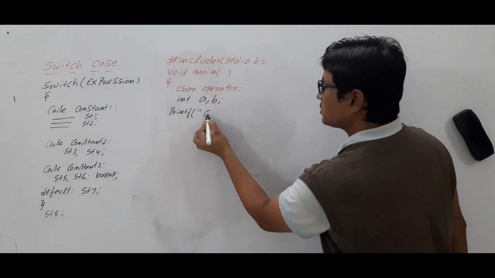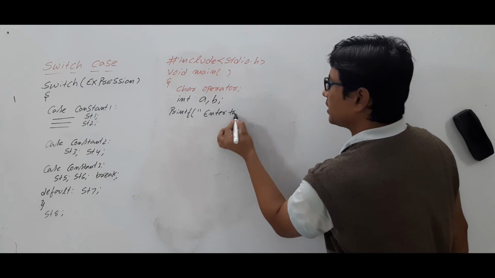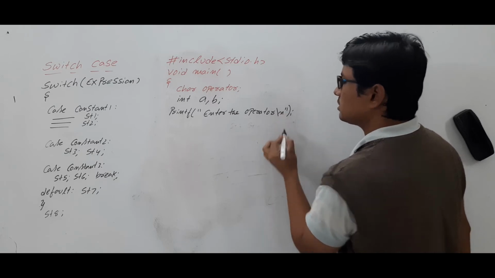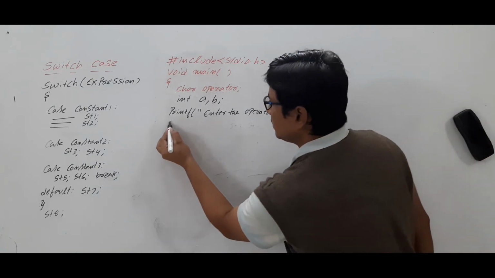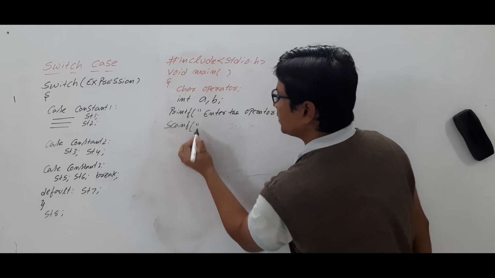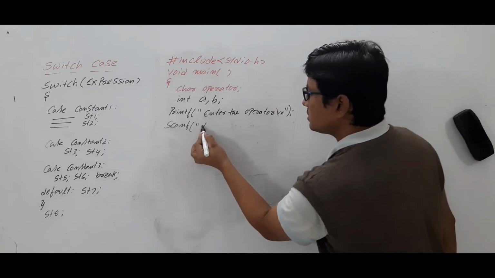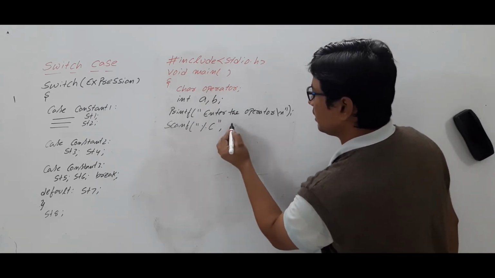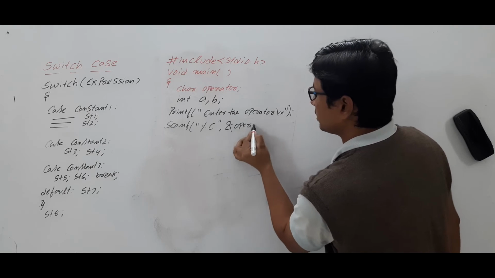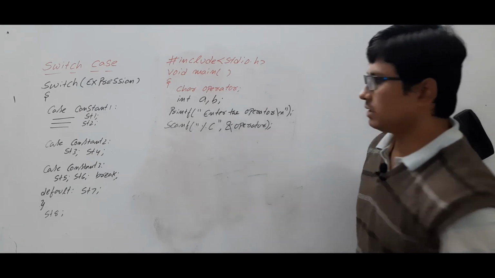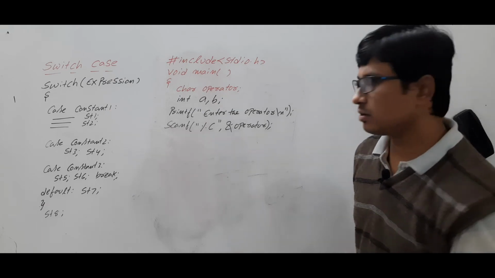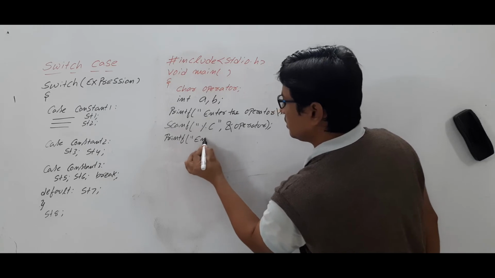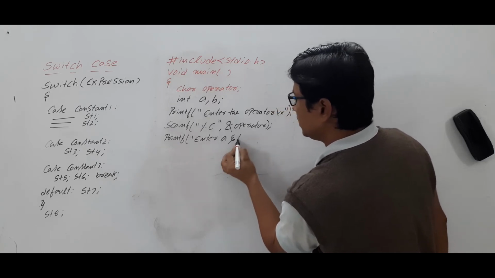Okay. Now I need to ask the user to enter the A and B values. Before that, I need to ask the user to enter the operator, such as addition, subtraction, multiplication and division. Then once the user has entered the operator, I need to scan it. As it is a character, I need to use the format specifier %c and then I have to write ampersand operator. Okay. Once the user has entered the operator, I need to ask the user to enter the A and B values.